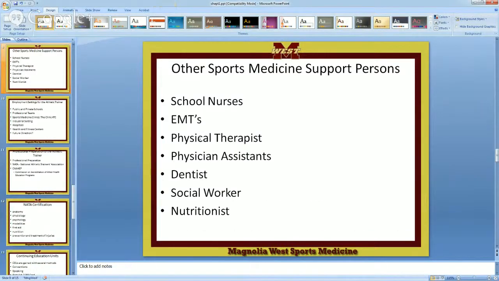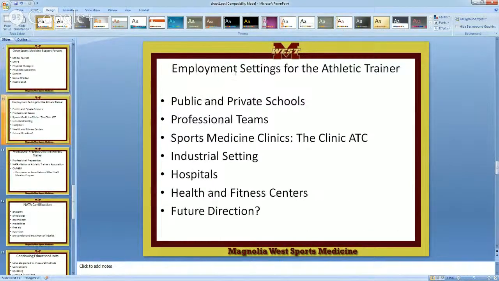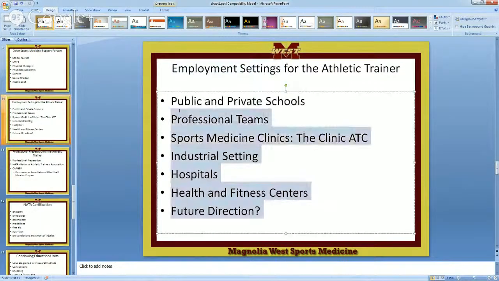All right, let's go down to number 10. Where are you going to be able to work if you're an athletic trainer? Okay, so if you're an athletic trainer, know that. I think that's a multiple choice. So knowing those, being able to recall those.